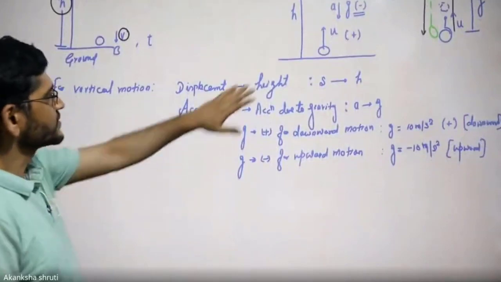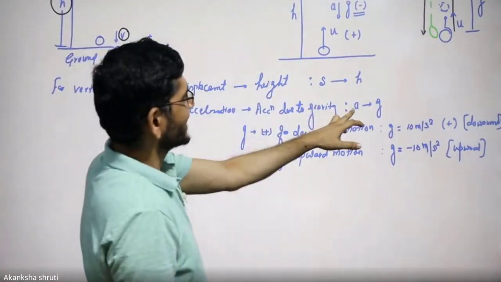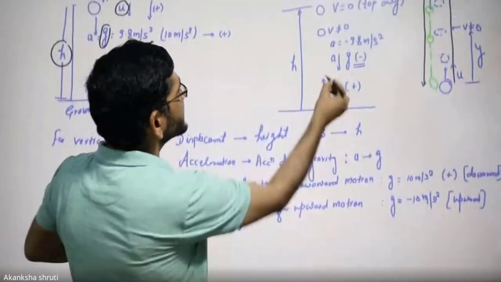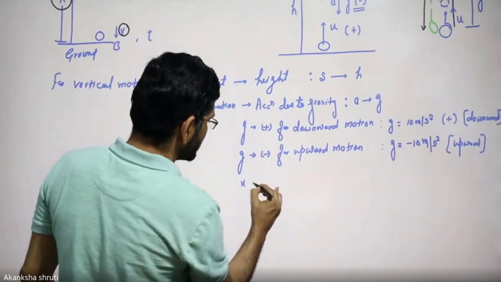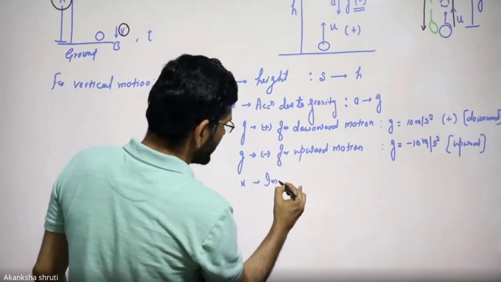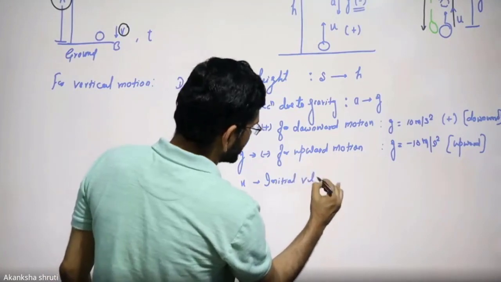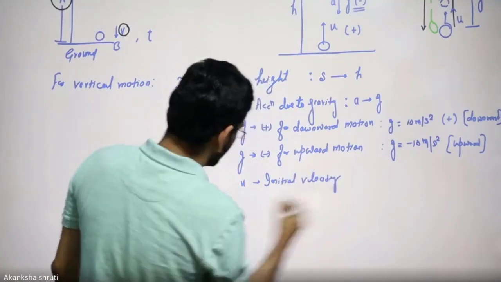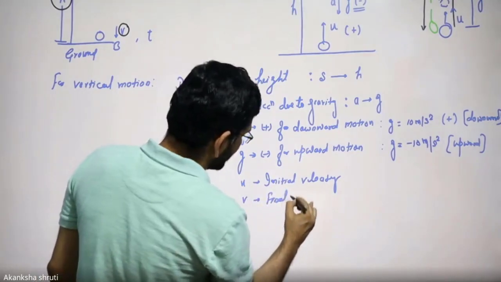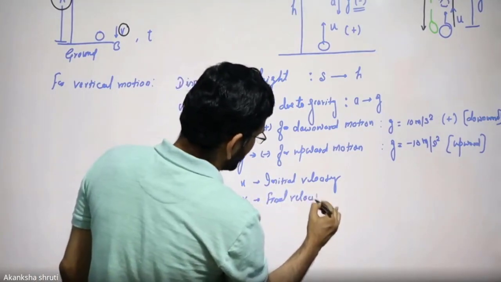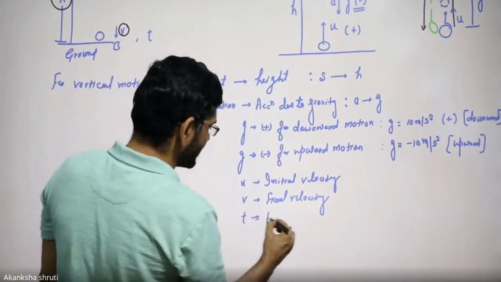Students, so displacement should be replaced by h, acceleration should be replaced by g, and u and v remain the same. U is the same initial velocity, with no sign change even for vertical motion, and v is the same as the final velocity. Okay, students, and the time will surely be there for this process.